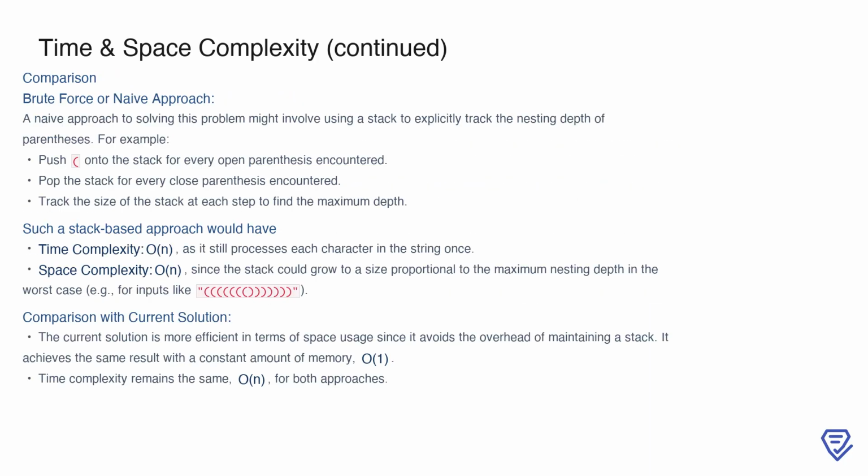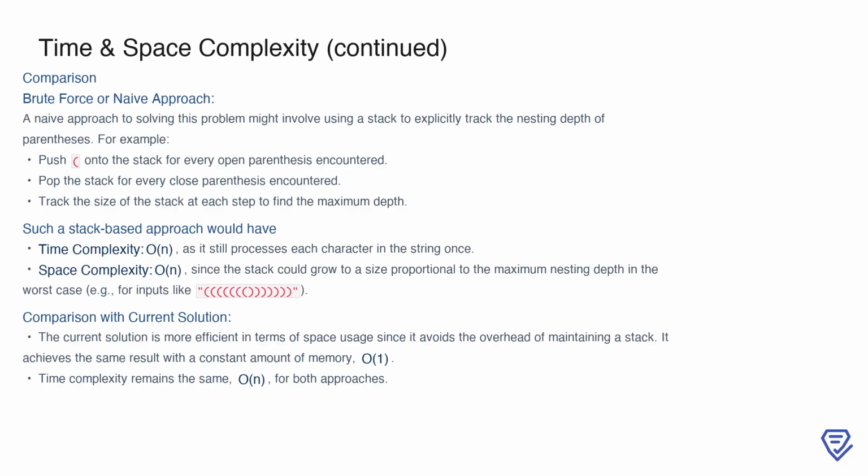A common alternative to this solution involves using a stack to explicitly track the nesting depth of parentheses. In such an approach, you would push an open parenthesis onto the stack for every opening bracket encountered and pop the stack for every closing bracket. The maximum size of the stack during this process would represent the maximum nesting depth. While this stack-based method also has a time complexity of O(n), as it processes each character once, its space complexity can grow to O(n) in the worst case. This happens when the input contains deeply nested parentheses, as the stack will grow in size proportional to the nesting depth.